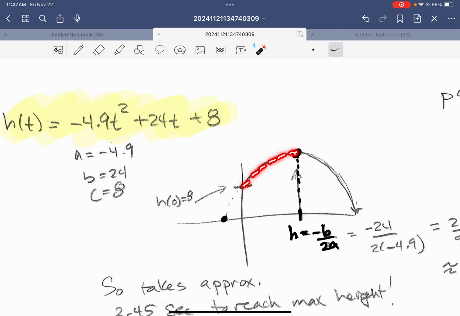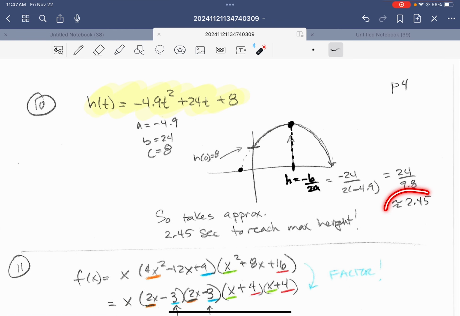So, to get to the maximum, it should be clear that we plug in h is equal to negative b over 2a, which will give us the x-coordinate of the vertex, which is where the maximum occurs. So we get approximately 2.45, so it takes approximately 2.5 seconds to reach the maximum. Now, if we double that, we are not going to get where it hits the ground. We're going to get right about here, where it's at 8 again.